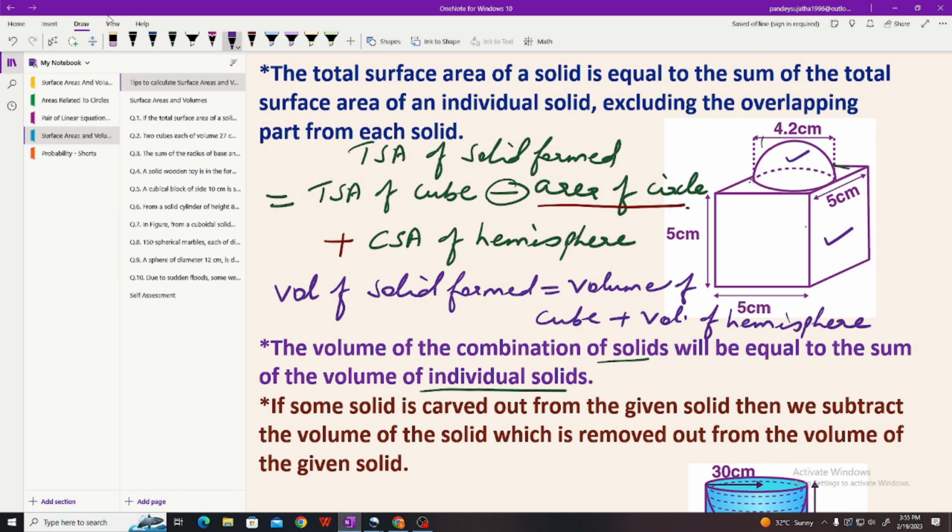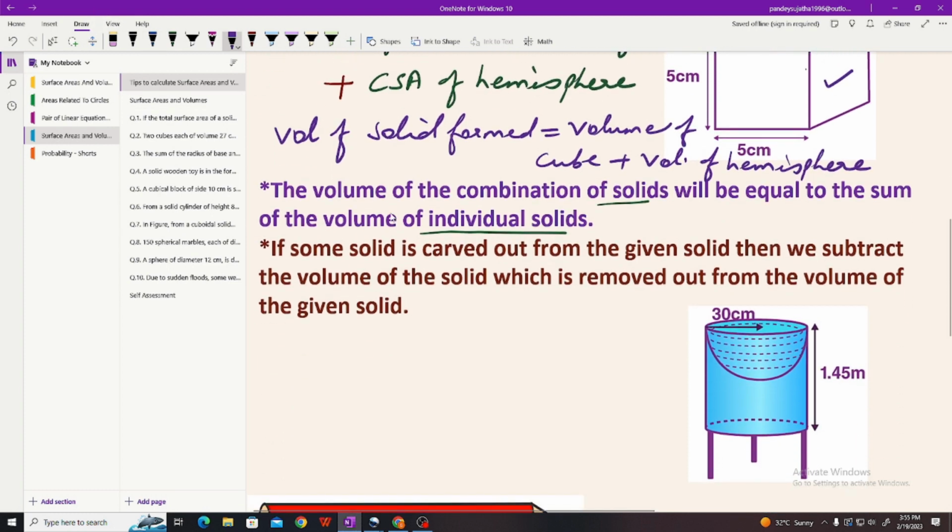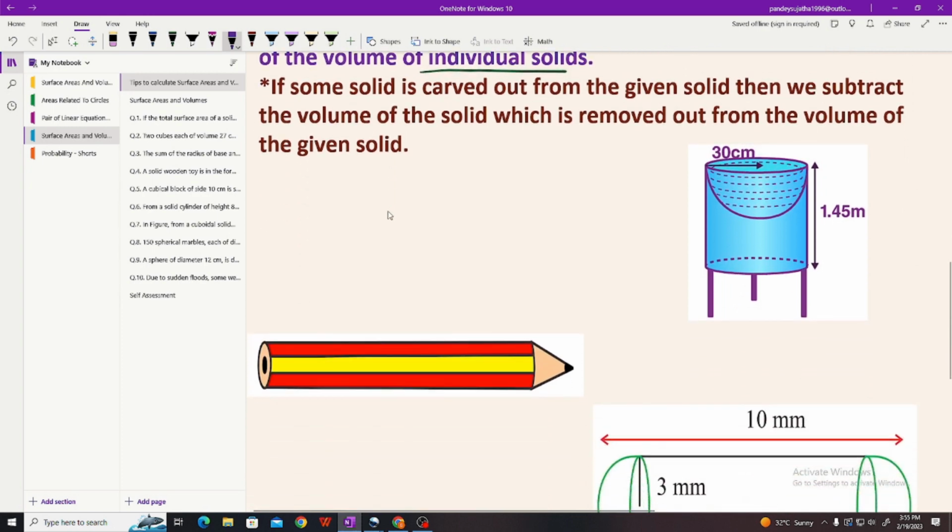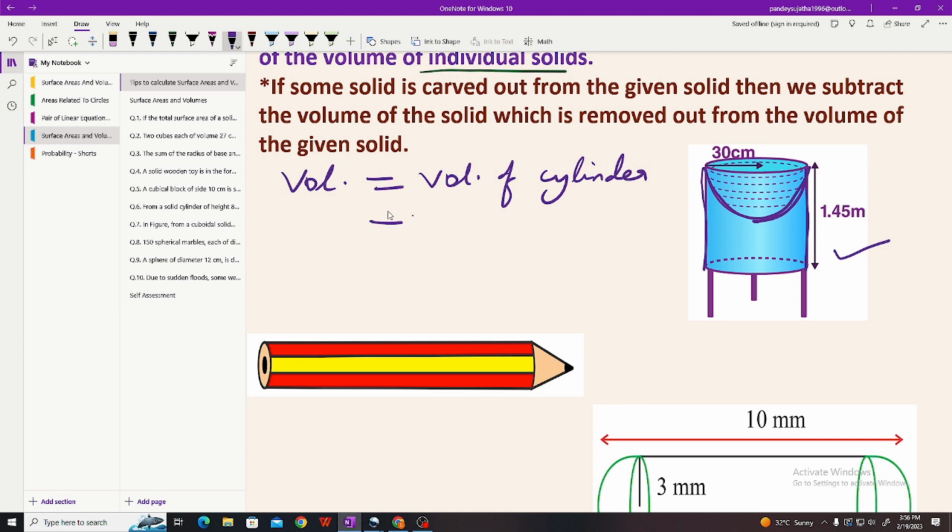To calculate volume is very easy, just you should be very careful while calculating the surface area. Now just see this figure. Here the new solid is formed. From the cylindrical vessel, the hemispherical portion is carved out. So to find the volume of this solid, we need to find the volume of cylinder, and from this we will subtract the volume of hemisphere that is being removed out.